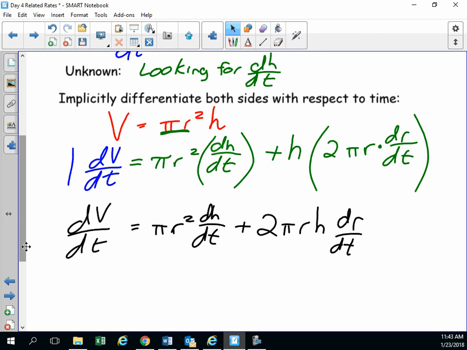No? So I have a question for you. If I talk about a normal glass, what does R represent? Radius. Julian says the radius isn't changing. Do you agree with him? A normal glass, the radius is not changing.